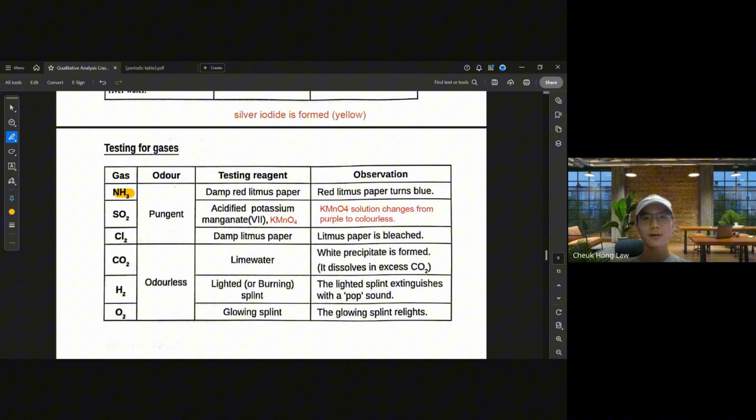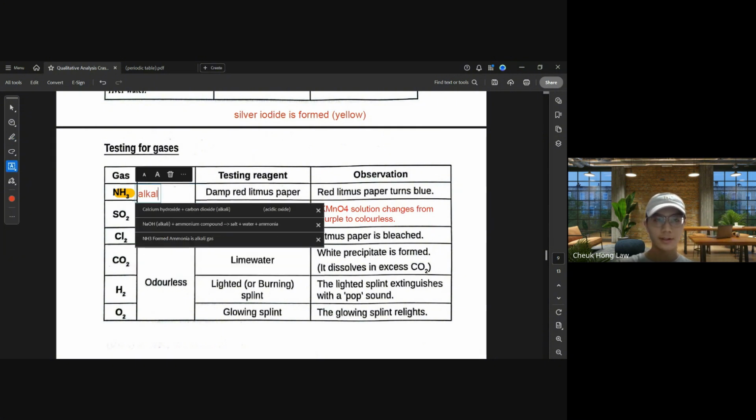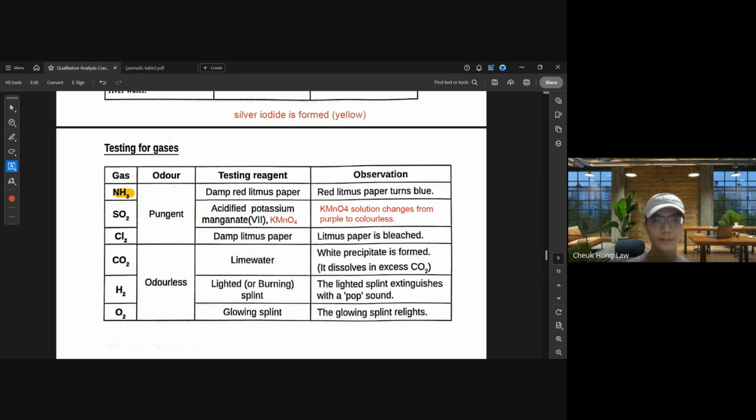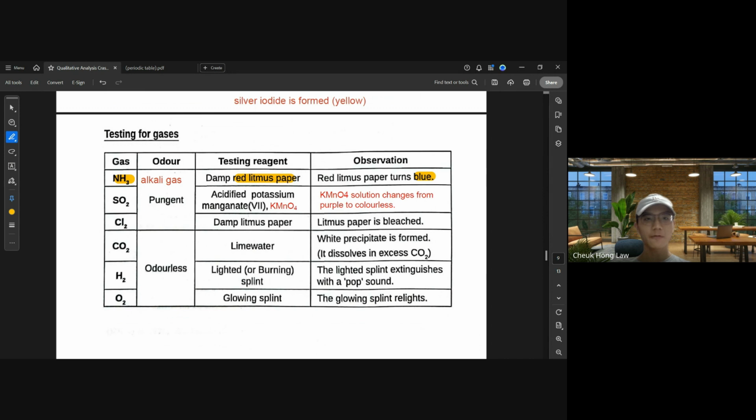Like we went through just now, it is an alkali gas, right? Alkali gas. Okay, so it will turn damp red litmus paper blue. So that's your test. You put a damp red litmus paper where the gas is forming, and then it will turn blue. That's the observation. Okay. Next, we have sulfur dioxide, SO2.